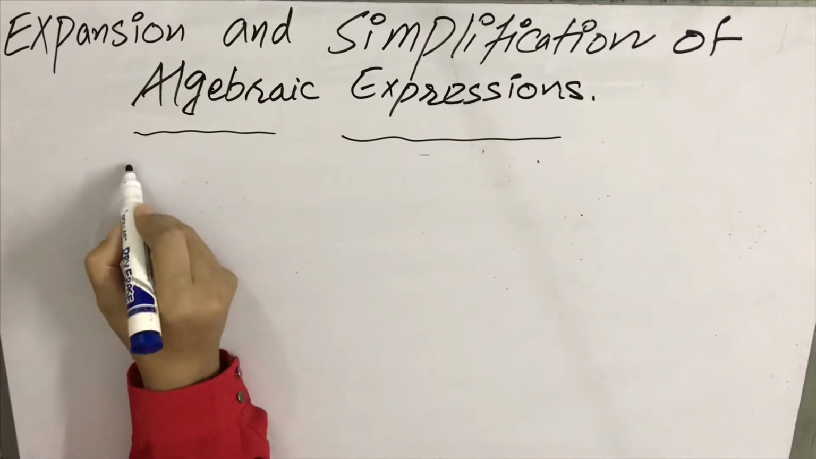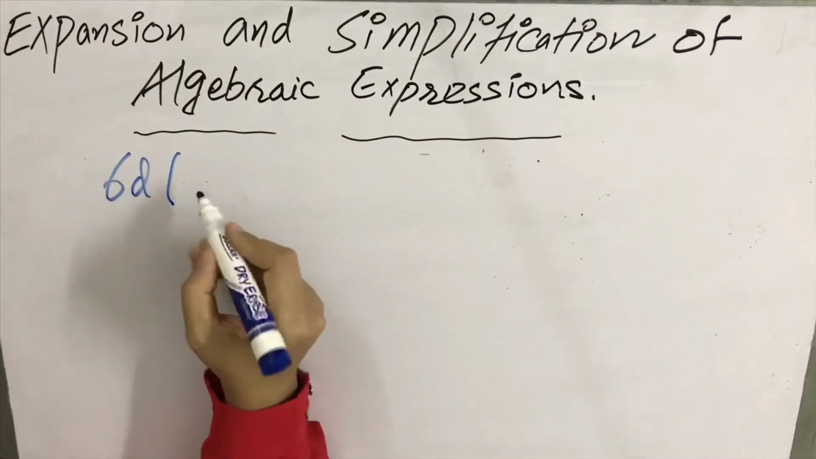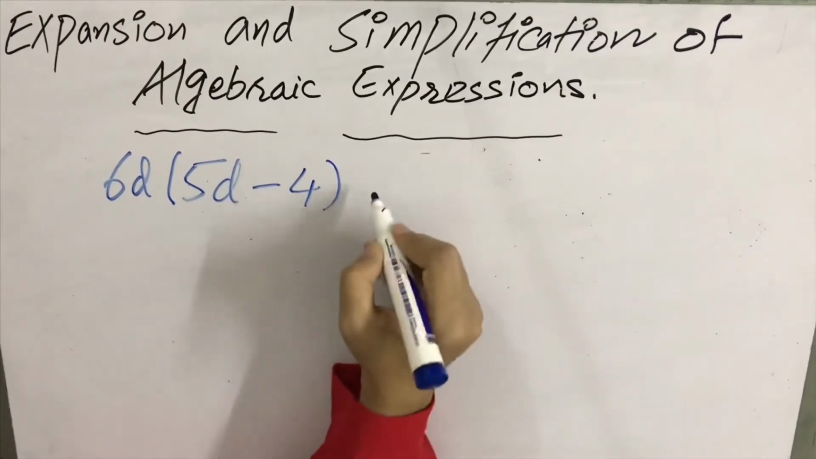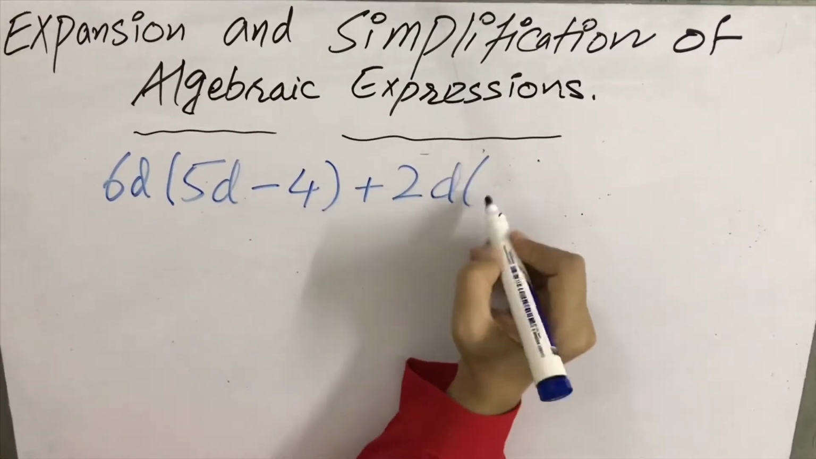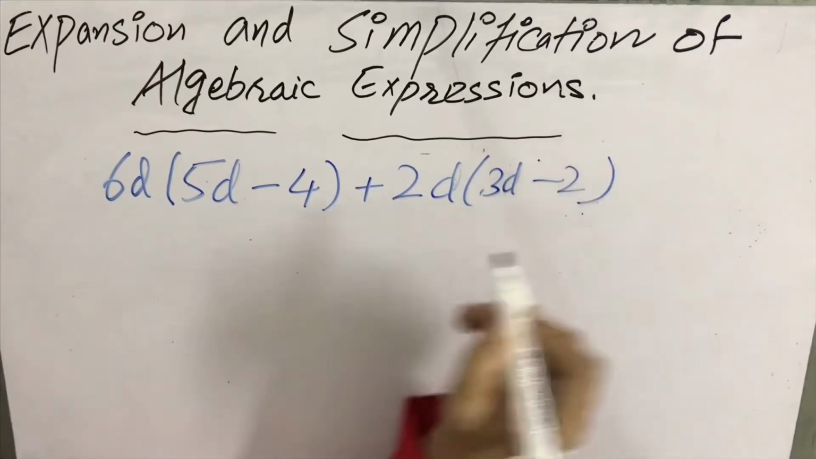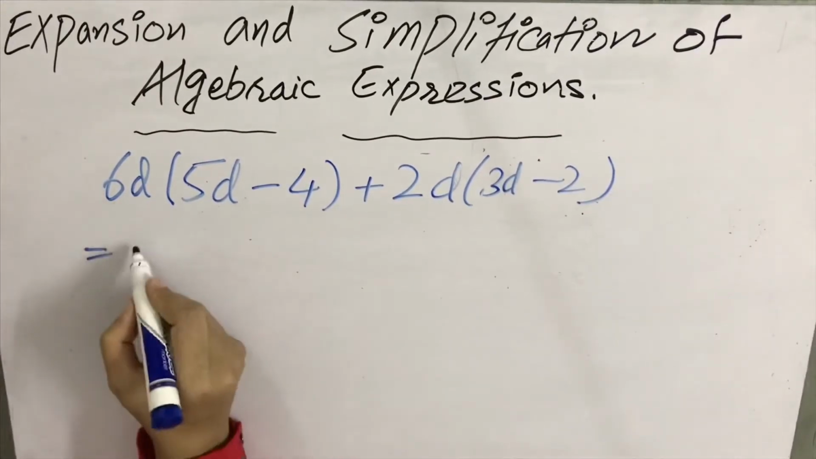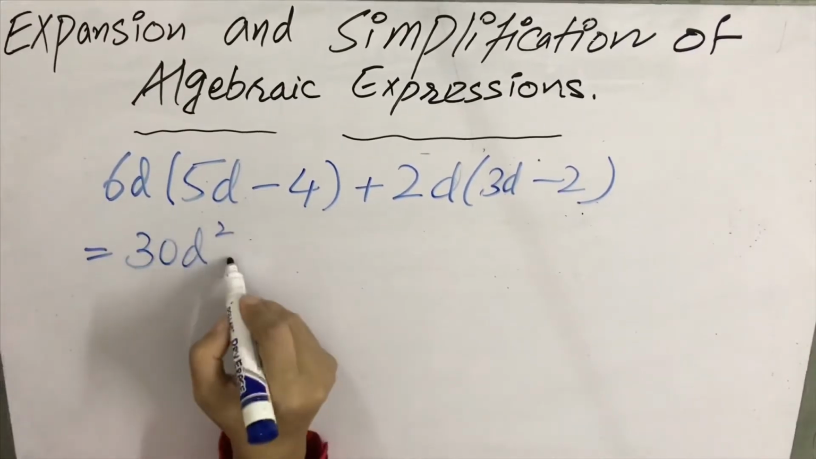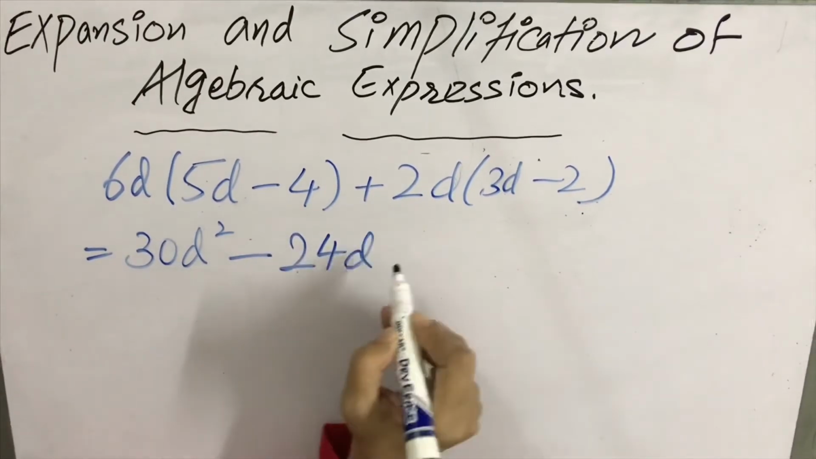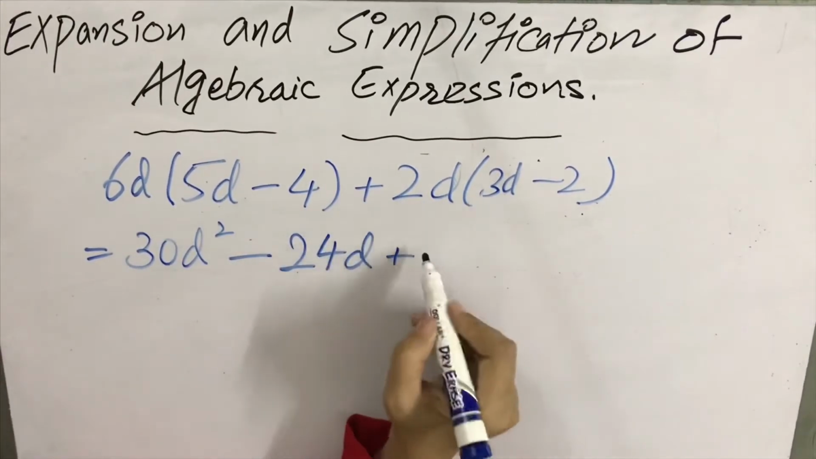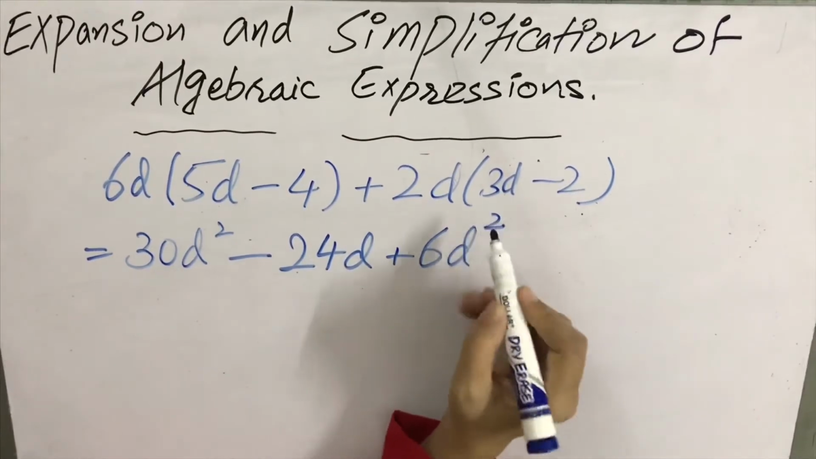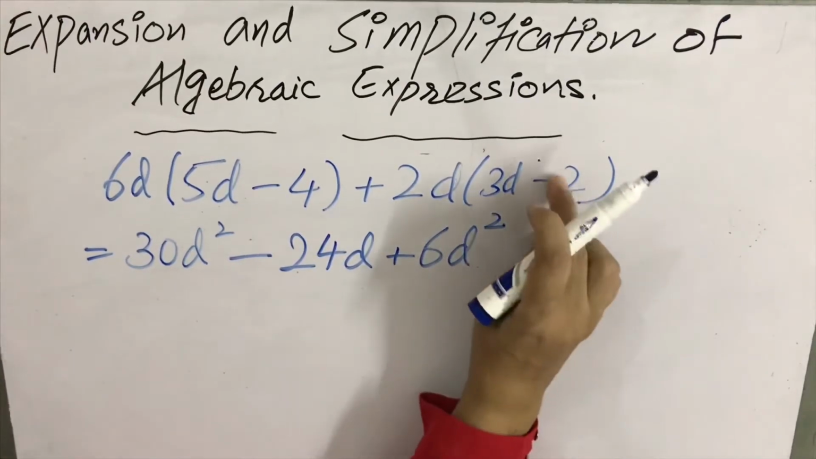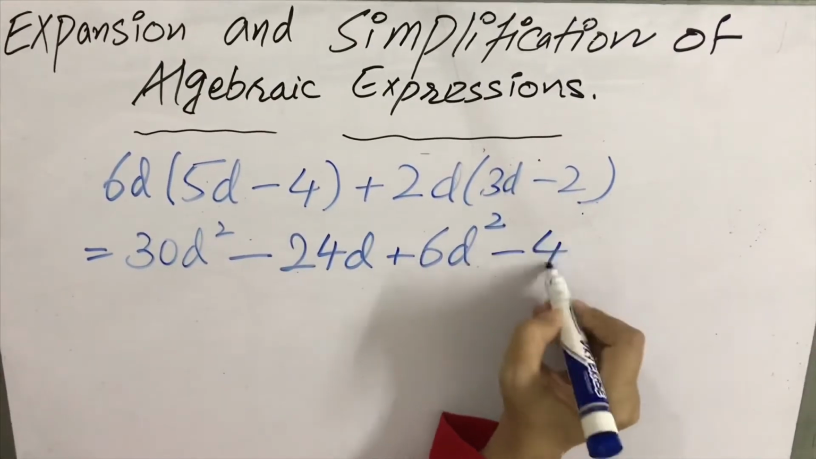The next example I have is of the same type but with the variable outside. 6 bracket 5d minus 4 plus 2d bracket 3d minus 2. Okay, 6 multiply 5, 30. D multiply d is d square. Minus 6 4s are 24d plus 3 2s are 6. D multiply d is d square. Notice when there is no sign here, it's a positive sign. And now minus 2 into 2 minus 4d.